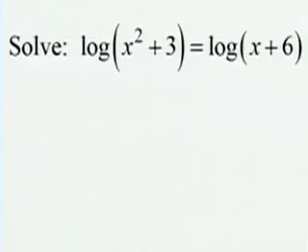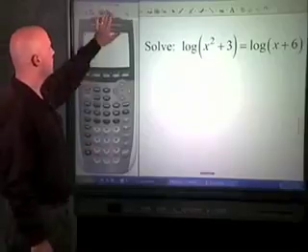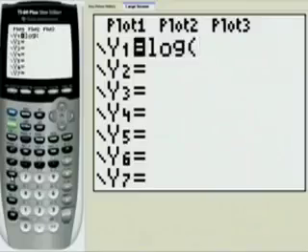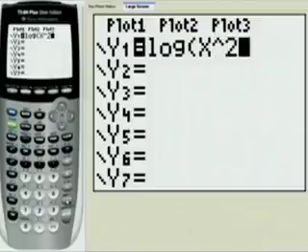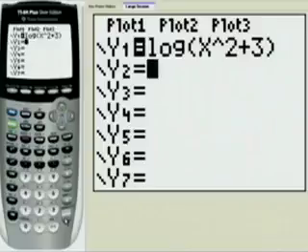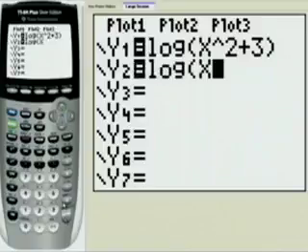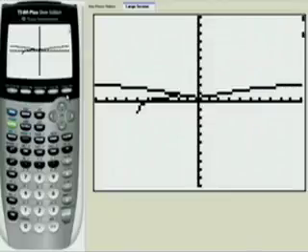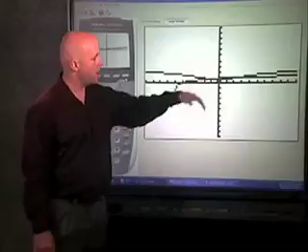To solve our equation, we notice that we have expressions on both sides of our equation. So we'll enter our left side at y1 and our right side at y2, and we'll look for intersection points. We go to our graphing calculator. In y1, we want to enter the left side, which is log base 10 of (x squared plus 3). Close parentheses. And in y2, we enter the right side, which was log base 10 of (x plus 6). Close parentheses. And we'll graph this using our standard viewing window, negative 10 to 10 in both directions. See the graph of y1, and then here comes the graph of y2.